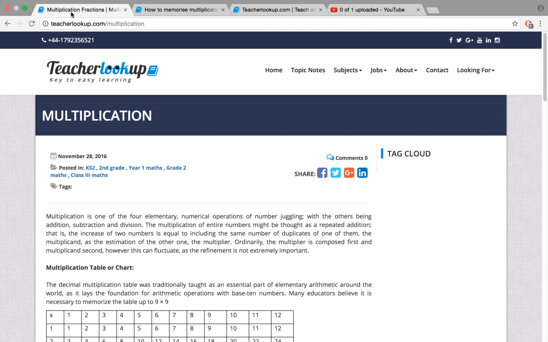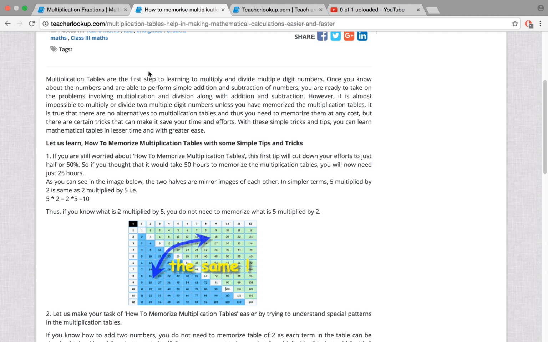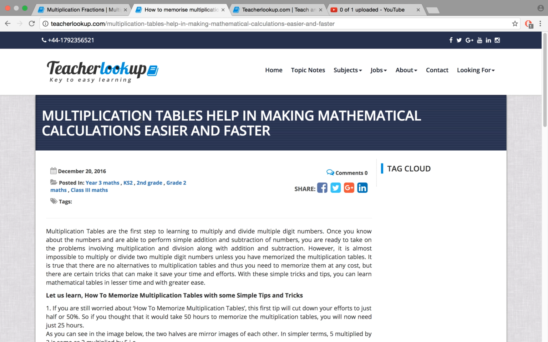Alright everyone, today I'll be speaking about how to memorize how multiplication tables help in making mathematical calculations easier and faster. So basically, we'll be showing you a few ways to make learning multiplication easier.